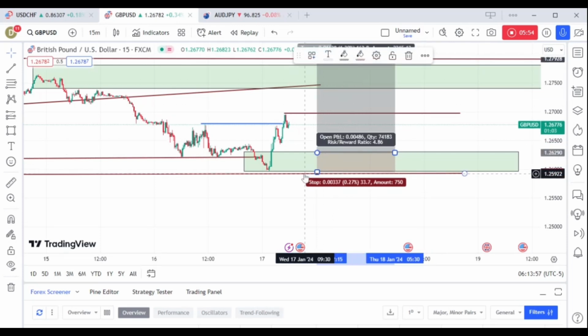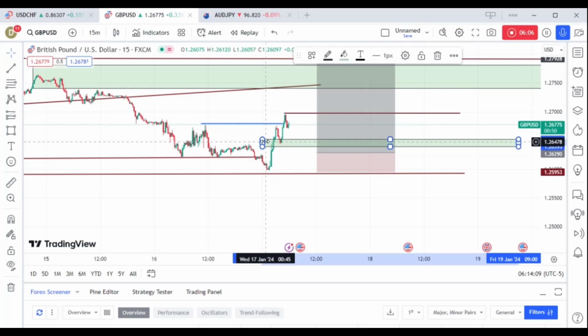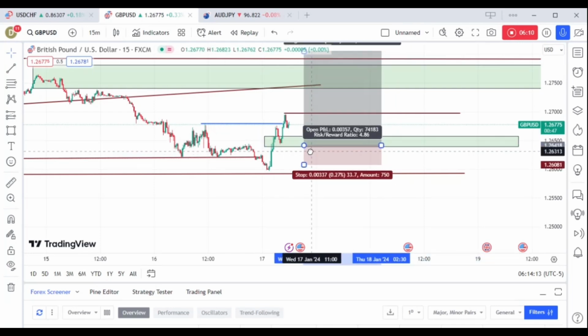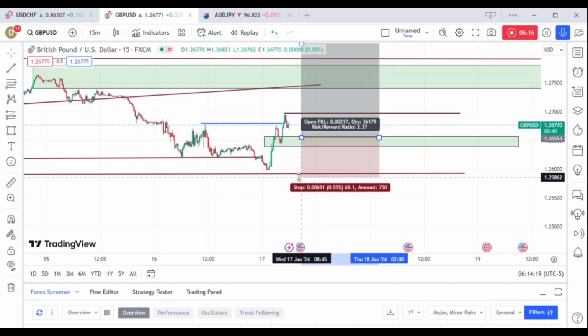So I'm going to definitely look for an entry around this area here. So my entry is going to be something around here, and my stop loss resting below this area that price took out liquidity from.